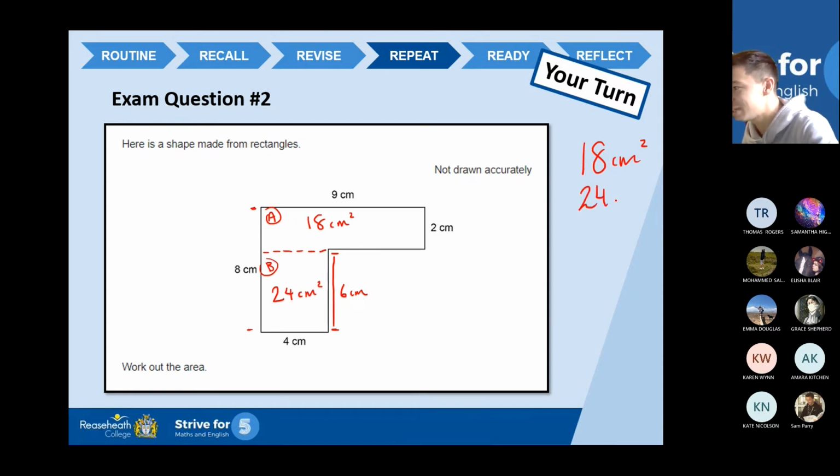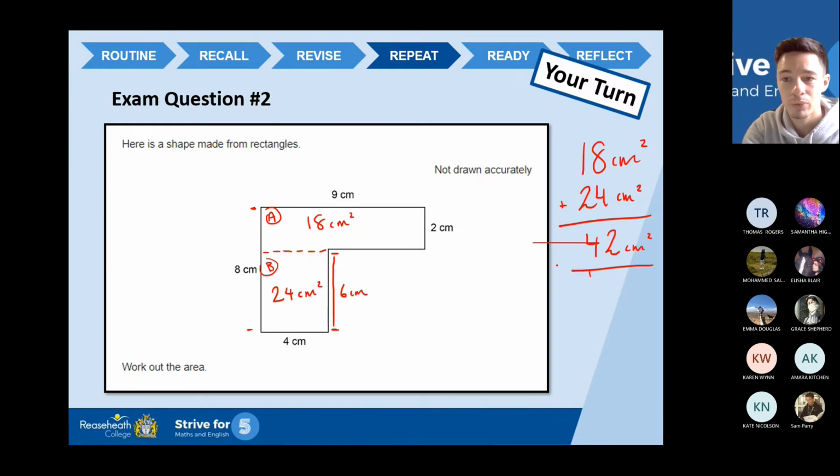Add those 2 values together and we get our total area. 8 add 4 is 12, 2, carry the 1. 1 add 2 is 3, add 1 is 4. So it's going to be 42 centimeters squared. Okay, so simply try and process that question as best as you can by grouping them together.